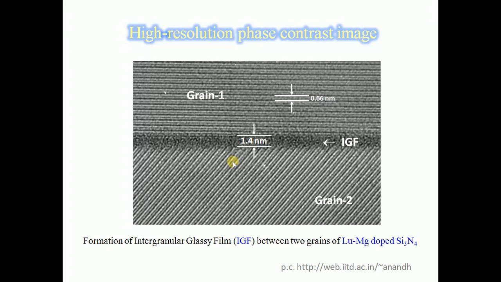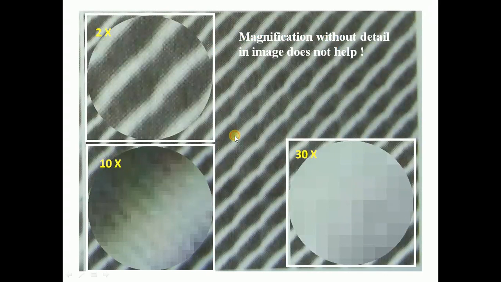With the help of a high resolution phase contrast image, you can see this is grain number 1, where the interplanar spacing is different, and this is grain number 2, where the interplanar spacing is different. And you see this is the formation of the intergranular glassy film, IGF. Such kind of observation, such kind of study, is possible with the help of HRTEM.